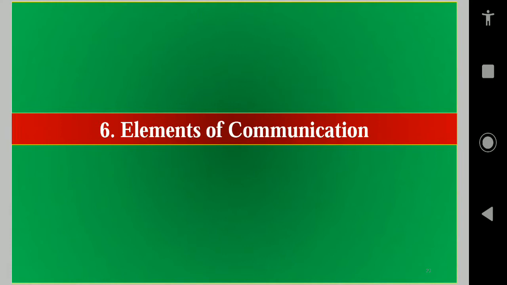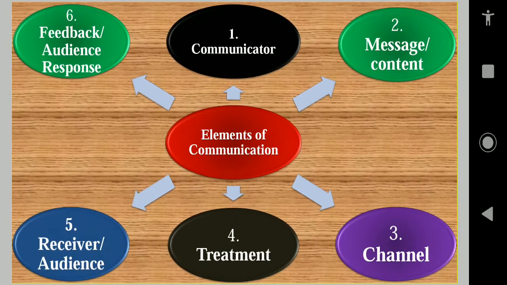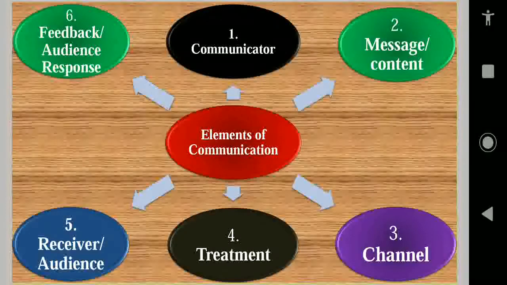Next, come to the elements of communication. In elements of communication, we will read the Ligon's model of communication, which involves six elements: communicator, message, channel, then treatment and presentation, then receiver or audience, and last is response or feedback. Here you can see the elements. The message is also called content, and the last one is feedback or audience response.